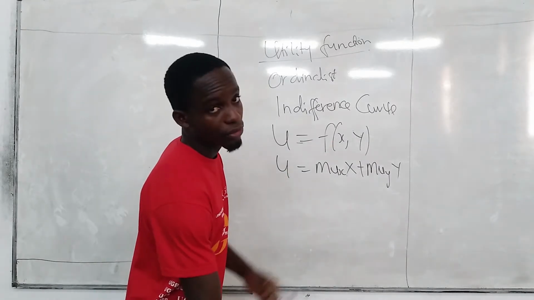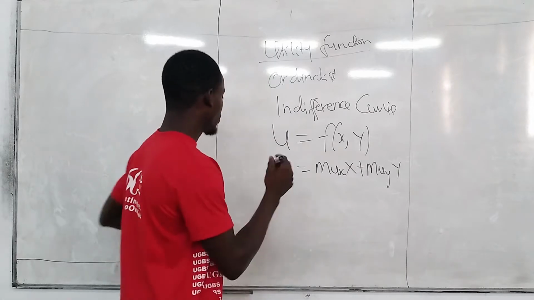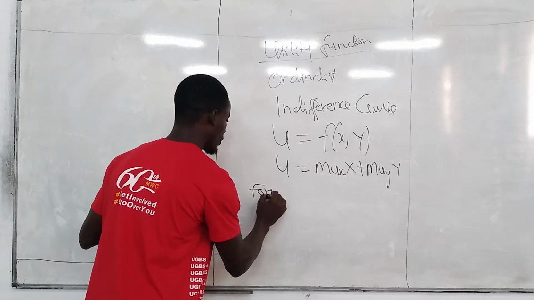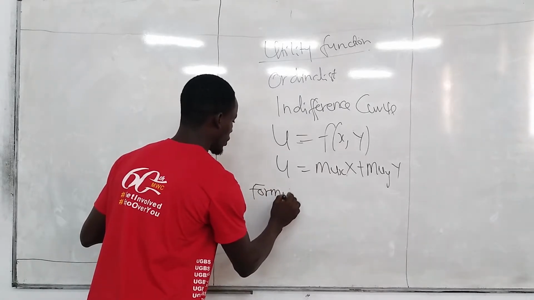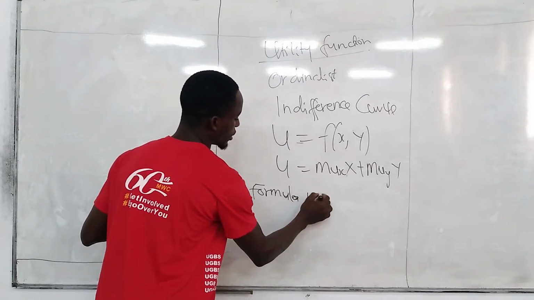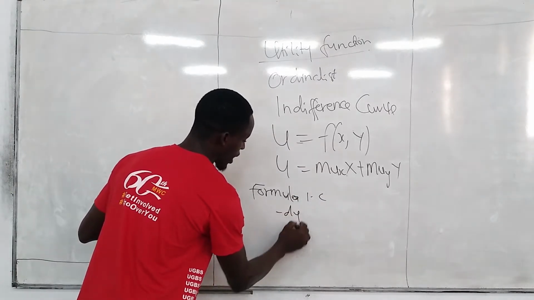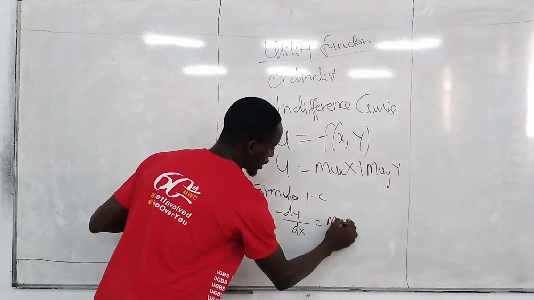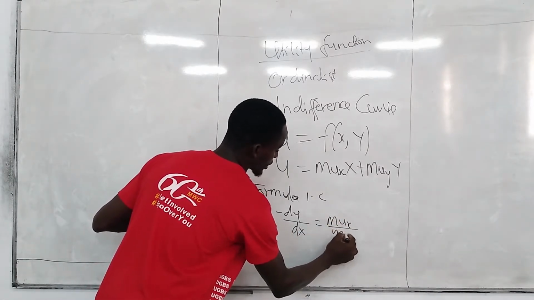Alright, so now let's look at the formula for the indifference curve. The formula for the indifference curve is simply negative dy over dx equals marginal utility of X over marginal utility of Y.